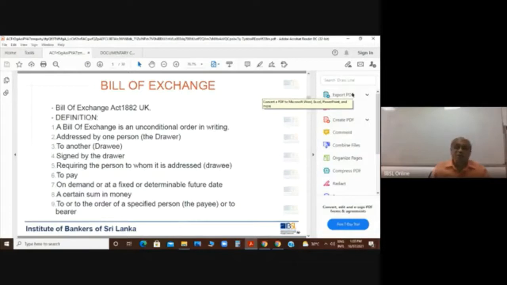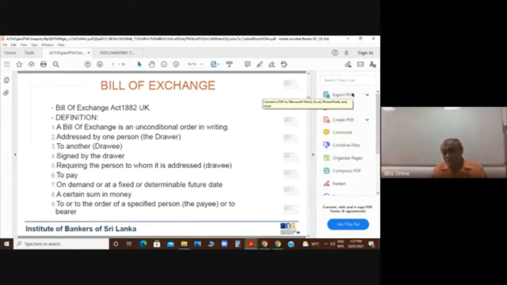If you give the definition of a bill of exchange, a bill of exchange is an unconditional order in writing. Unconditional order in writing. There are no conditions, no strings, nothing, right? Then addressed by one person, the drawer. The drawer is the person who is producing the bill of exchange in the international trade operation.